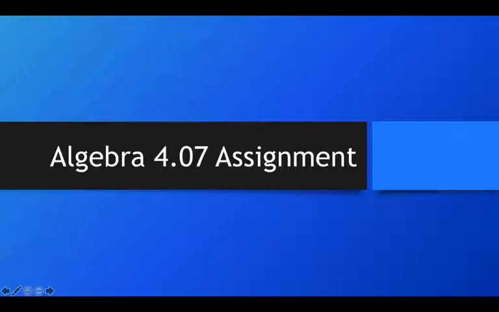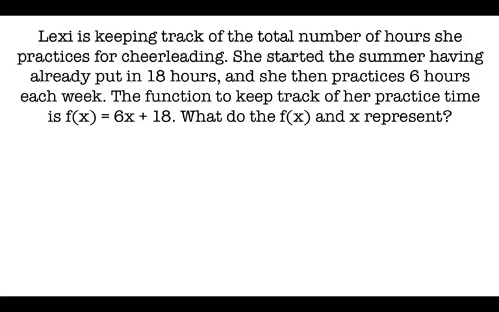Let's get started. All right, first question is, Lexi is keeping track of the total number of hours she practices for cheerleading. She starts the summer having already put in 18 hours, and she then practices 6 hours each week. The function to keep track of her practice time is f of x equals 6x plus 18. And what does the f of x and x represent?